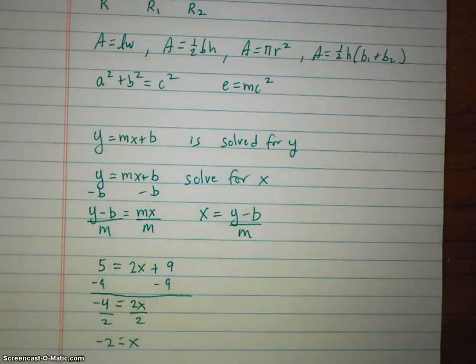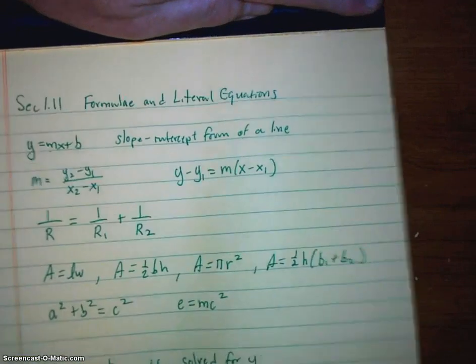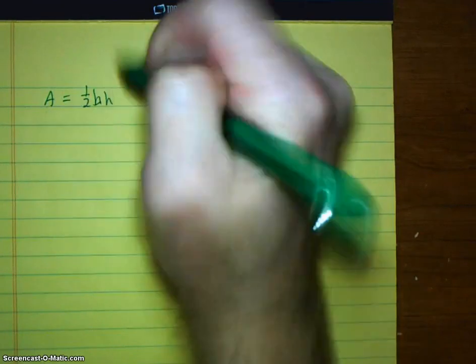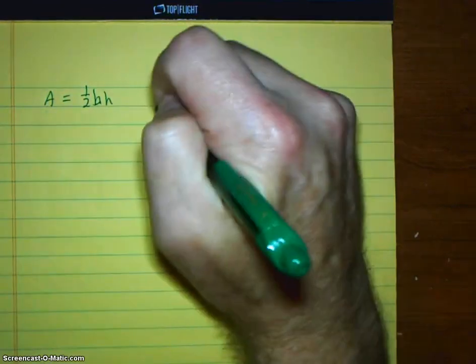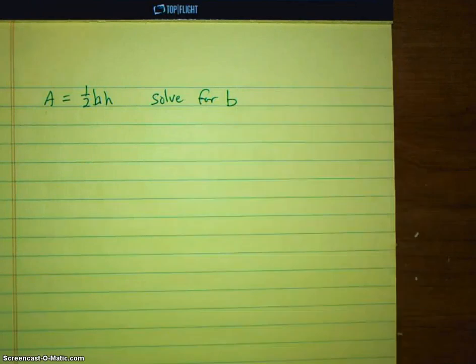All right, so let's take a bunch of these other equations and try to rearrange them too. Some will be easier than others, as you'll see. Let's say I gave you A equals 1/2 bh, and I wanted you to solve for b.